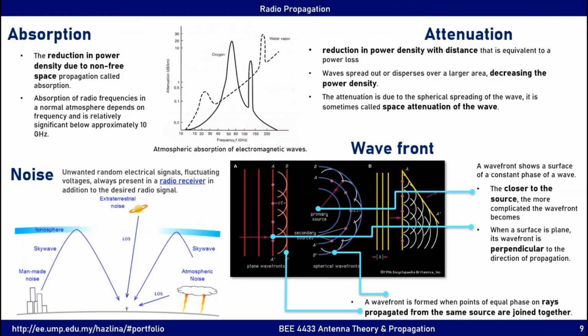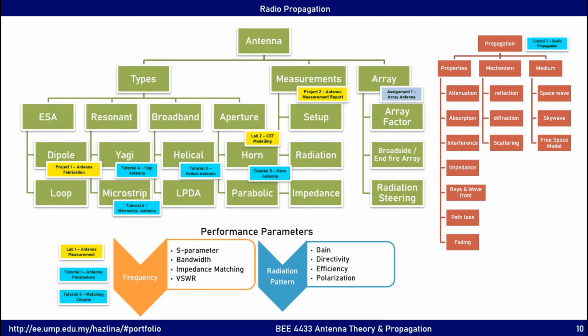Radio noise is unwanted random electrical signals, fluctuating voltage, which is always present in the radio receiver in addition to the desired radio signals. Throughout these sessions, we look into wave propagation and its properties. Radio propagation is influenced by the behavior of radio waves as they propagate from one point to another into various parts of the atmosphere.